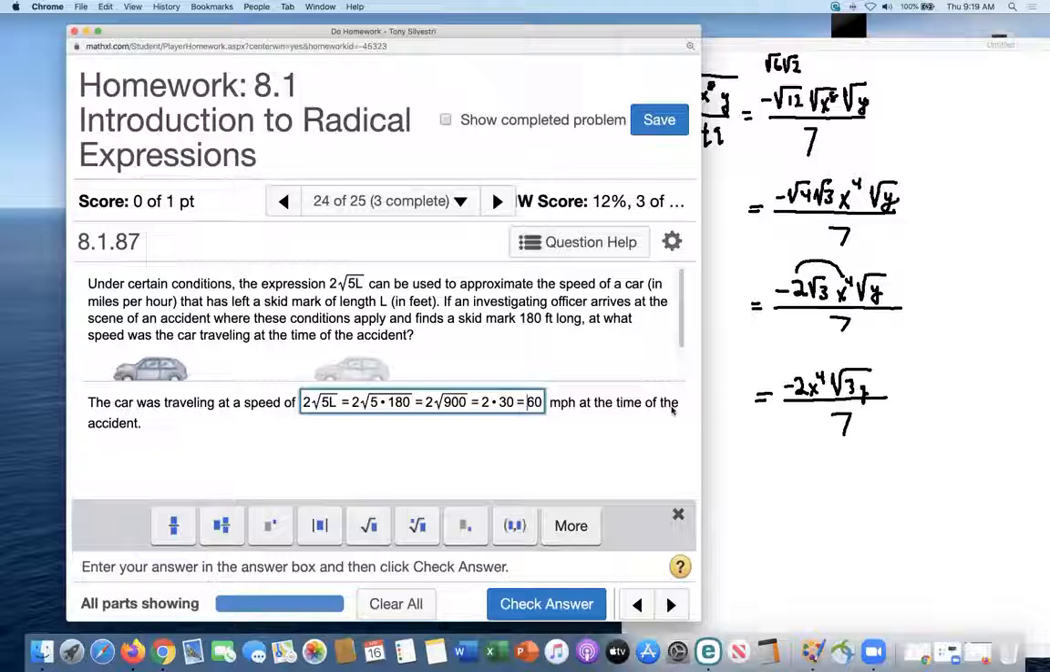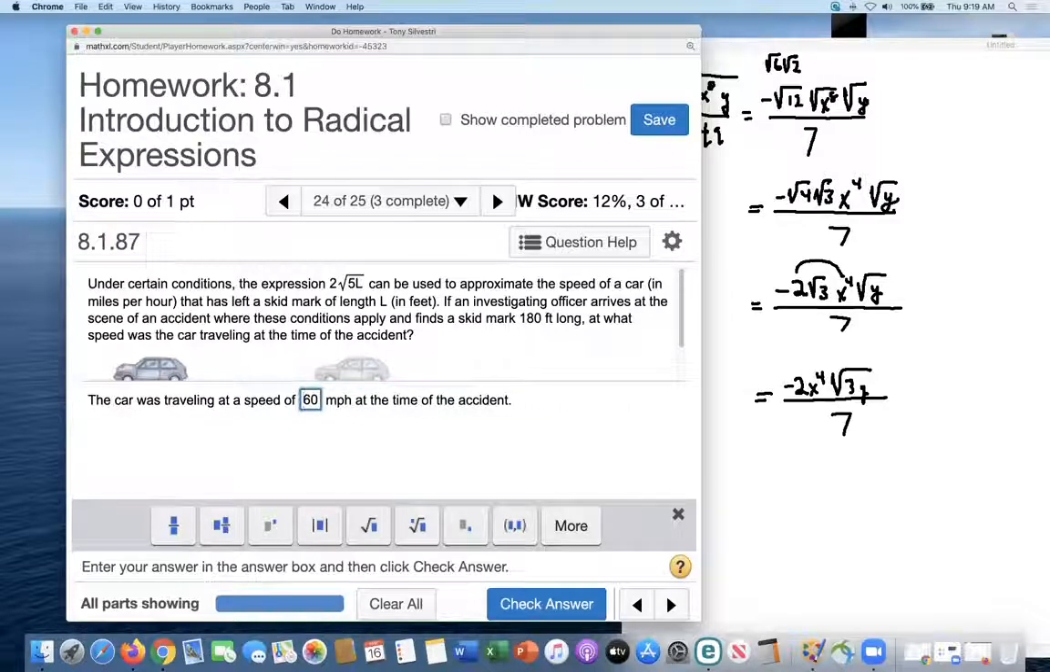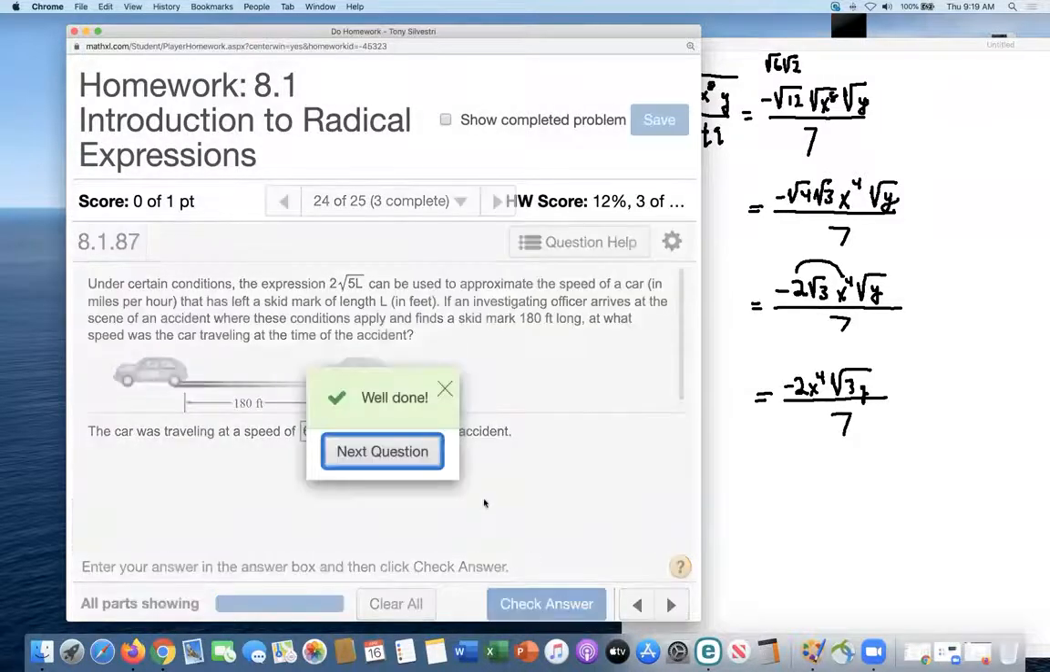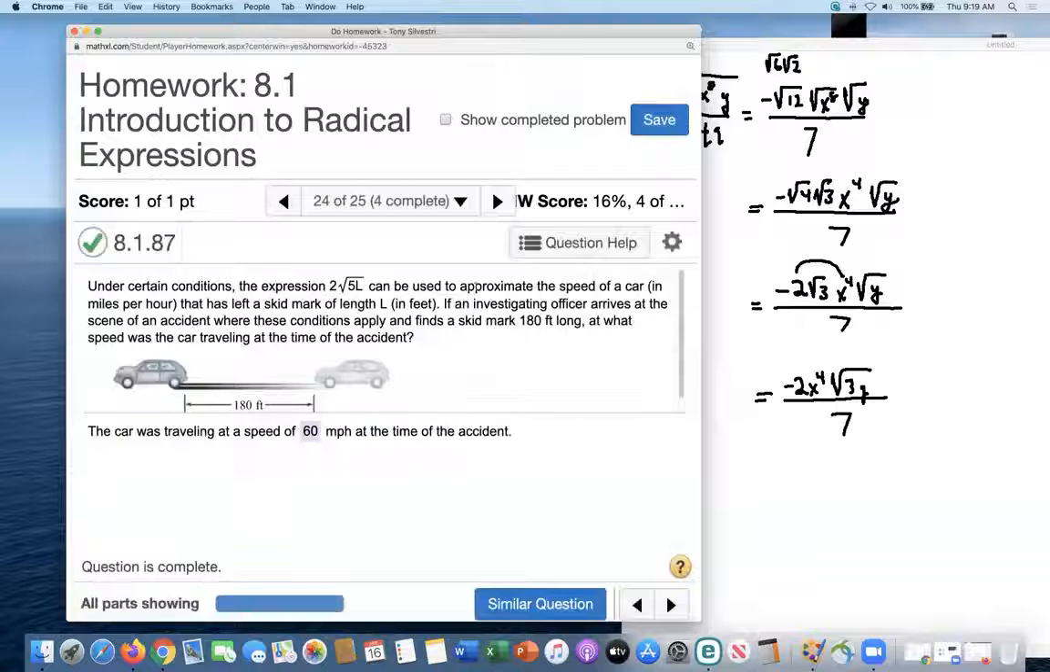So what do you think of this progression? Any problems here? No. Good. 60 miles an hour at the time of the accident. Boom. Okay, there you go. Oh boy. So this looks harder than it is. Don't read into it any more than it is.